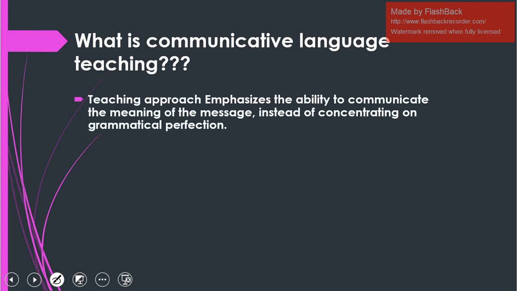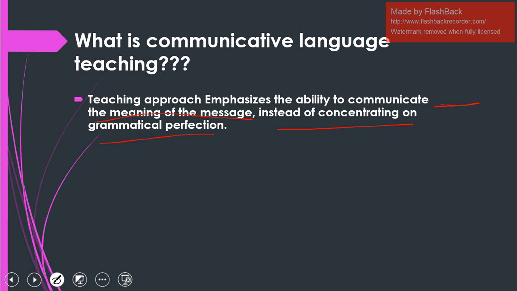the ability to communicate the meaning of the message instead of concentrating on grammatical perfection, like in the grammar translation method. Even in the oral approach and situational language teaching, we had so much concern and gave so much importance to grammatical perfection.